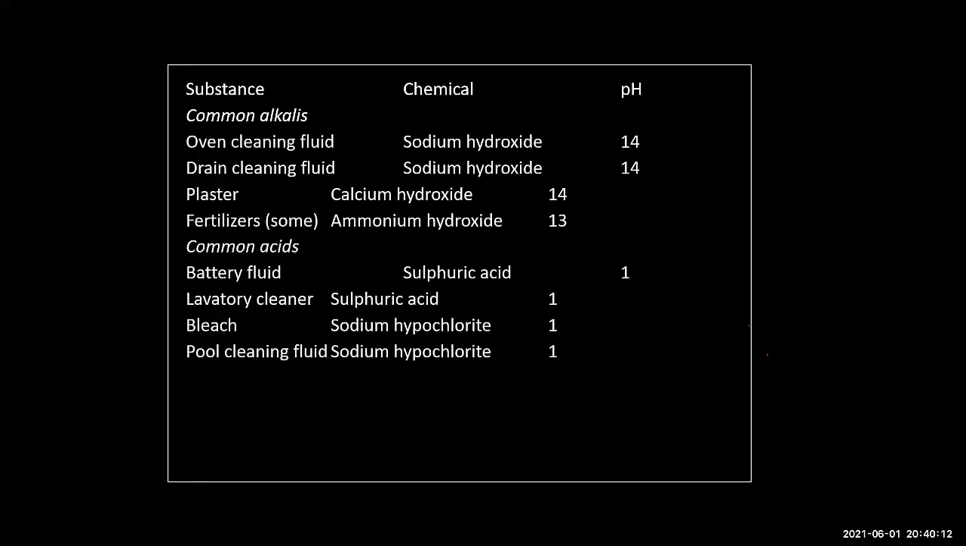Now, looking at the spectrum of the chemicals that you see in the household, most of these things are in our households, like common alkalis, like oven cleaning fluid, sodium hydroxide, and drain cleaning fluid, sodium hydroxide. Again, pH is around 14, it's very, very strong. And then plaster is calcium hydroxide. I just want to tell you a word about plaster.